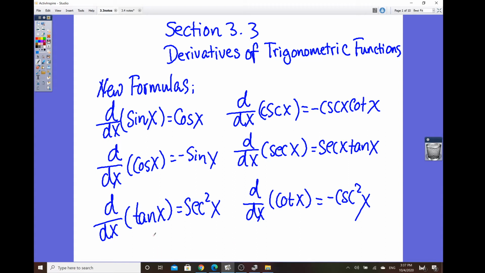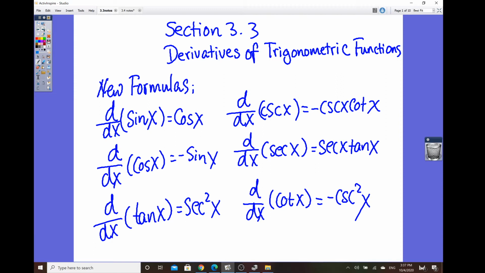As you can see, tangent and cotangent are kind of correlated. Tangent corresponds to secant squared, and cotangent corresponds to cosecant squared, but the cotangent derivative is negative. Similarly for cosecant and secant. Cosecant, you start with the original one, but it's negative, and it corresponds with cotangent. And secant, you also start with the original secant, but it's positive tangent of x.